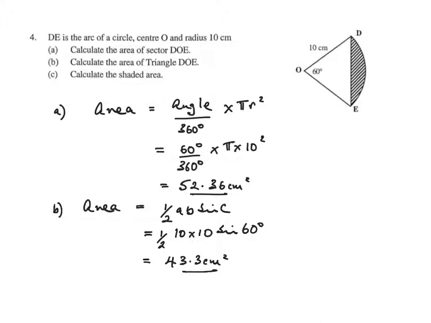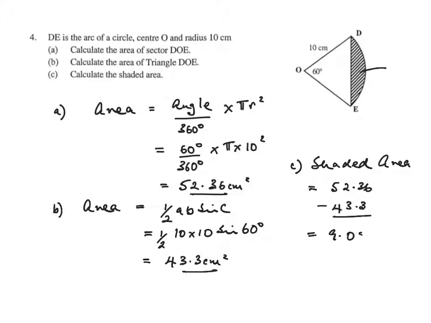And the last thing we can do is to work out the area of the segment. Not the area of the sector, this part here of the circle is called the segment. So it's 52.36 minus 43.3, and that gives us 9.0587, and we can maybe round that to 9.1 centimeters squared.